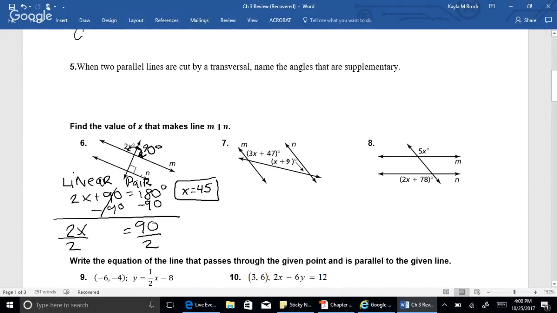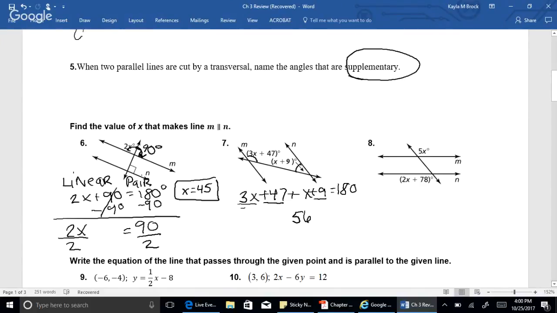Okay, here we're going to use the rule of same side interior. Remember, same side interior angles are supplementary. That means they add up to 180 degrees. So 3x plus 47 plus x plus 9 equals 180 degrees. 47 plus 9, we're going to combine like terms. 56.